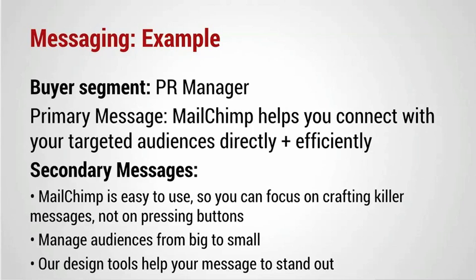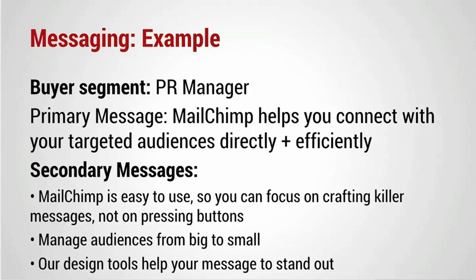You want to get your targeted message to your targeted audience, right to them directly. You want to speak to them directly, and you want it to be efficient. So secondary messages that support that message are things like MailChimp is so easy to use that you can focus on your message and not on pressing buttons, because no one wants to work with a piece of technology that they have to spend a lot of time with. If you're a PR manager, you want to focus on making good messages, not clicking buttons and learning how to use MailChimp. You don't have time to be a MailChimp expert. You are a PR expert.